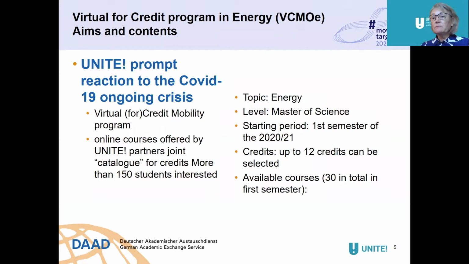This is a program that is kind of tailor-made. It consists of some 30 courses. Students can choose up to 12 credits from this program. And these are online courses offered by Unite partners. And this mini pilot, as we call it, has now started. The topic is energy, because that is one of the key areas of Unite activities.